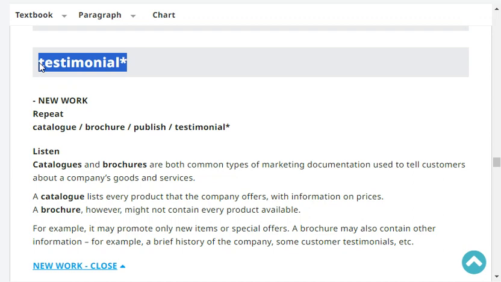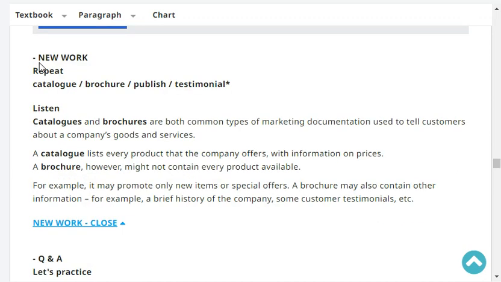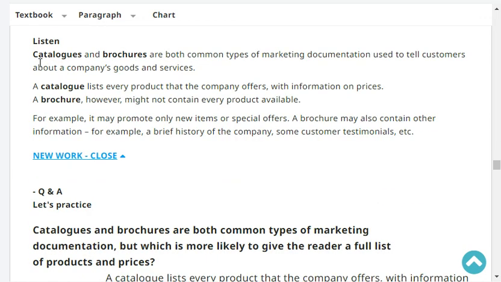A brochure, however, might not contain every product available. For example, it may promote only new items or special offers. A brochure may also contain other information, for example, a brief history of the company, some customer testimonials, etc. Very good.